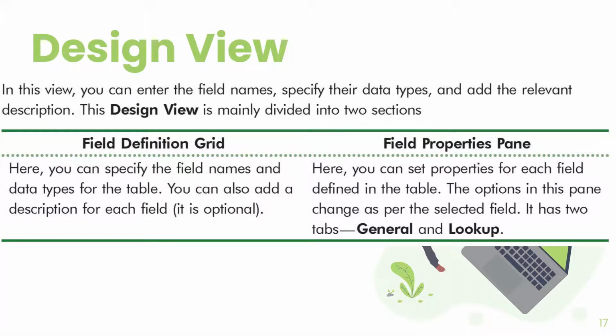Design view. In this view, you can enter the field names, specify their data types, and add the relevant description. This design view is mainly divided into two sections. First, field definition grid, and second, field properties pane. In field definition grid, here you can specify the field names and data types for the table. You can also add a description for each field.